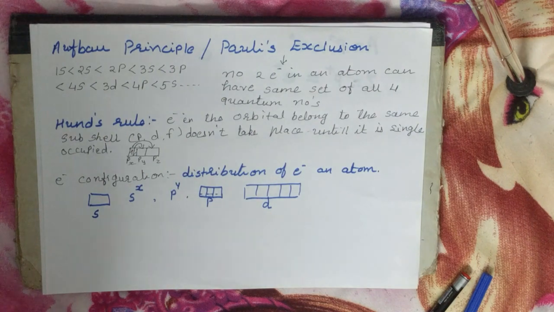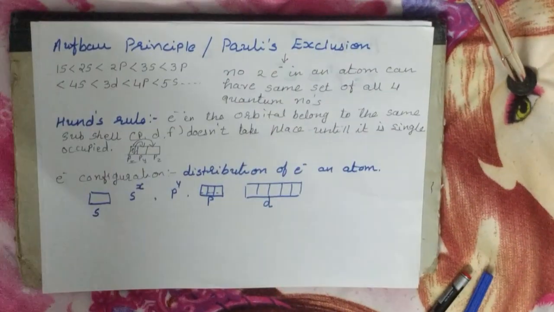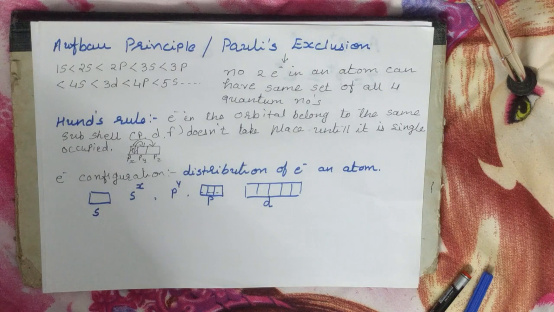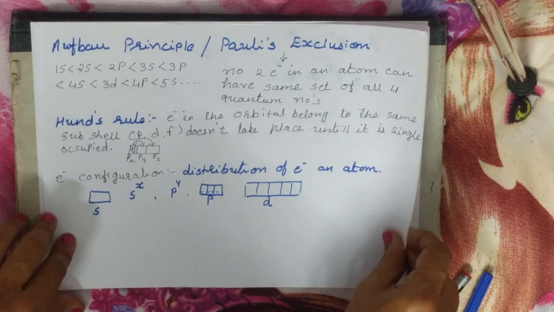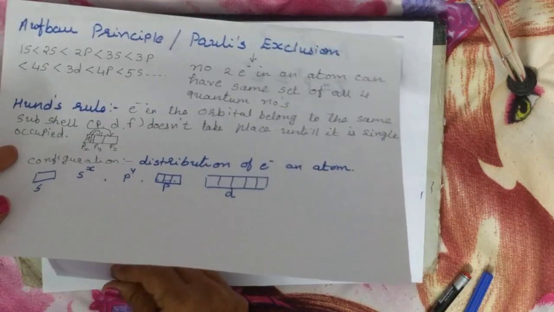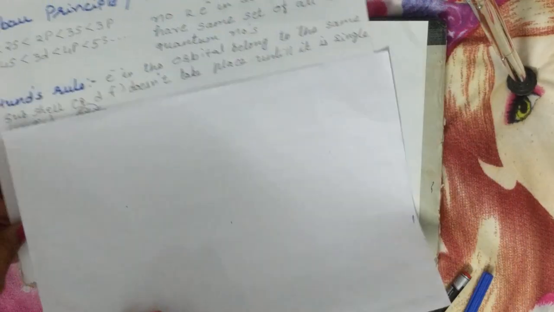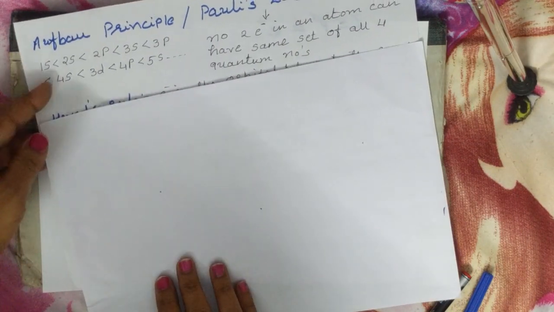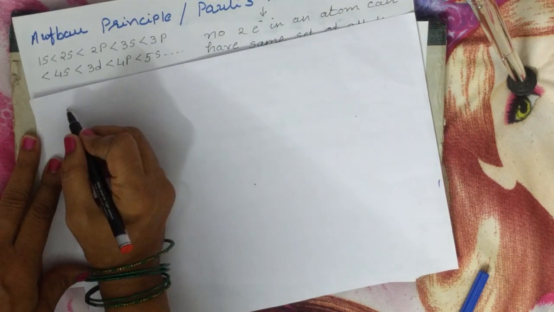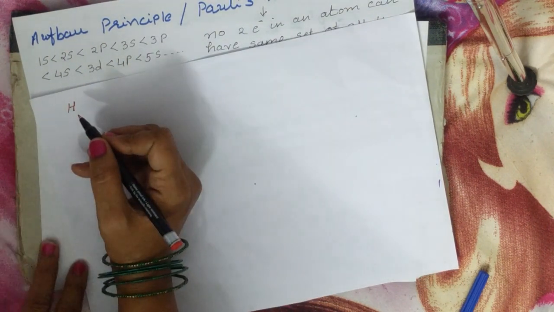Now students, we will just take examples of electronic configuration and then we'll further move to today's topic, that is the causes of stability of completely filled and half filled orbitals. Now first of all we will keep this rule in front of our eyes and then we try to study further. Simply we'll start with hydrogen only.